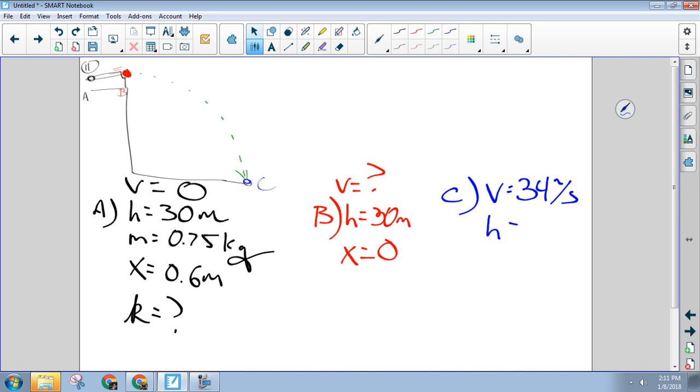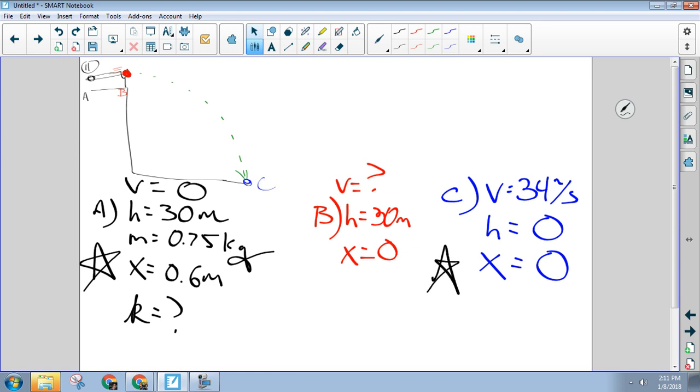What's the height at point C, you guys? 0. How much is the slingshot stretched at point C? 0. So which is the one point that'll allow me to find my total energy, you guys? Point C, right? Does it matter that I don't know K? What's the elastic potential energy at point C, you guys? 0, right? Okay, so to find my K, I need to pick a point where I've got elastic potential energy, and I need to pick a point where I know the total.